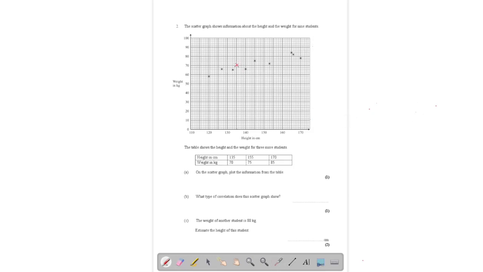155 and 75, that's 155, that is 75. 170 and 85, 170 and 85 falls somewhere here. Right, we've got the points now, and we can draw the line of best fit. So let's draw the line of best fit, ensuring that we have equal distances between the line and the points. Now, what type of correlation is this? It is positive. As the height increases, the weight increases as well. So positive correlation.